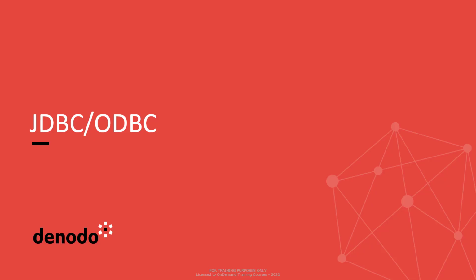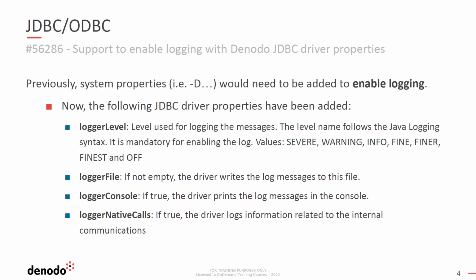Let's start reviewing the enhancements for the JDBC and ODBC connectors. One of the major changes for JDBC and ODBC connections is regarding the Denodo JDBC driver. With the new update, driver properties can be added in the connection URI to activate certain logging features. Previously, this could only be done using system properties. The following JDBC driver properties can now be used.